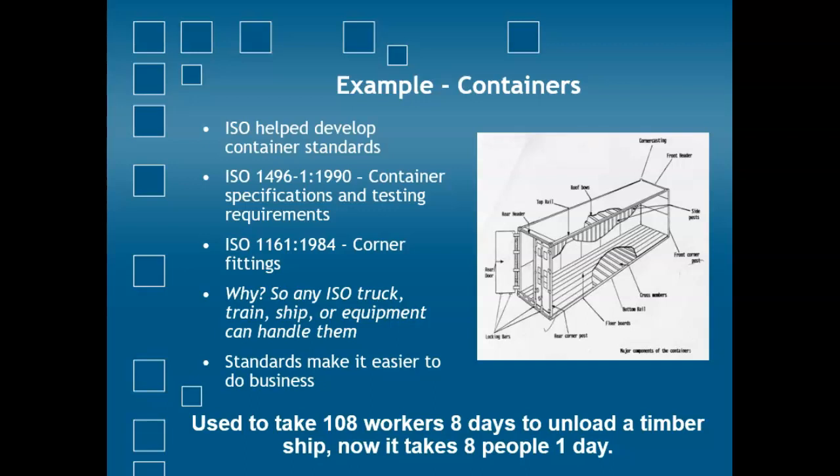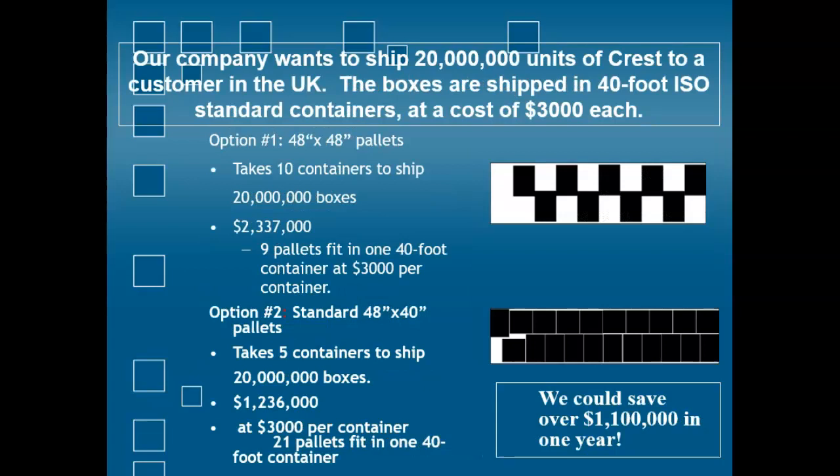The other thing that's kind of interesting about freight containers is that it used to take 108 workers 8 days to unload a timber ship. Now 8 people can do it in a day. So there's efficiency. For example, if we have a company that wants to ship 20 million units of Crest toothpaste to a customer in the United Kingdom, and the boxes are shipped in a 40-foot ISO standard container at a cost of $3,000 each, let's see what happens if you use these different options.